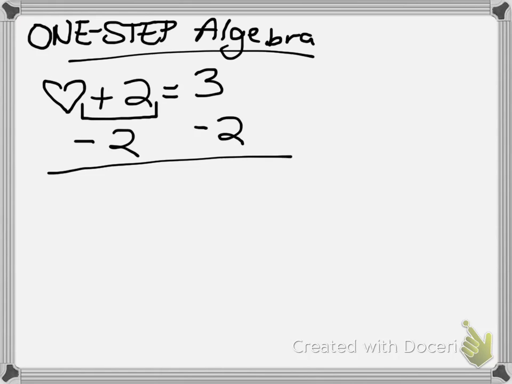So I'm going to minus 2. 2 minus 2, these cancel each other out. So my final answer is going to be heart equals 3 minus 2, which is 1.